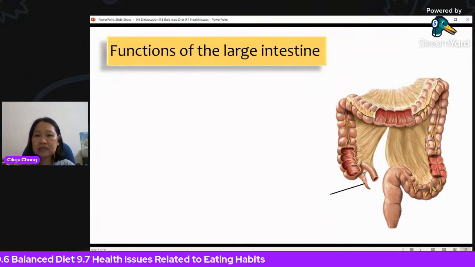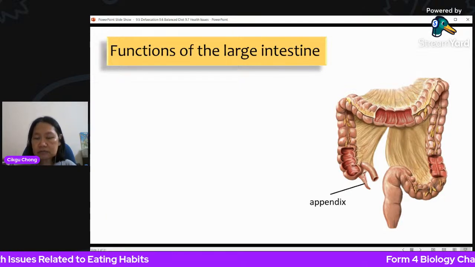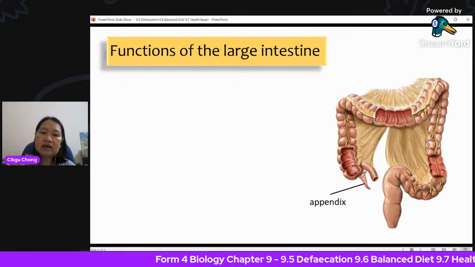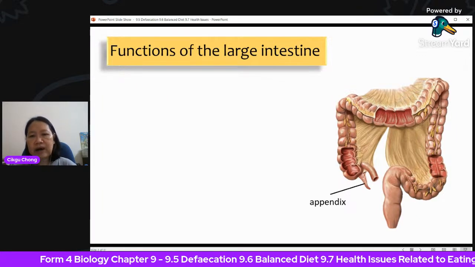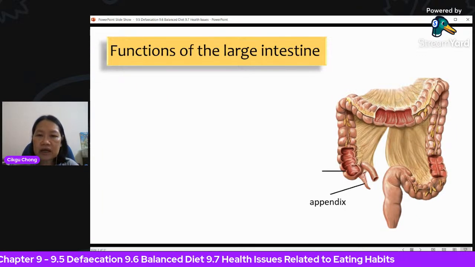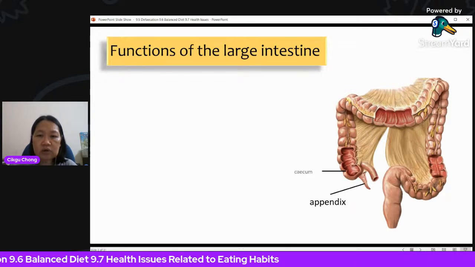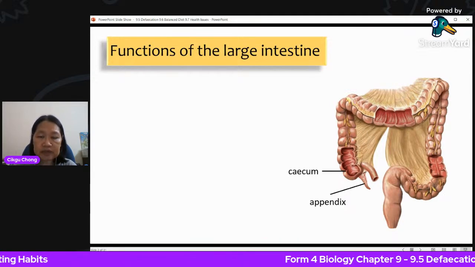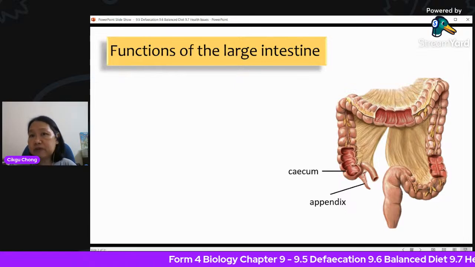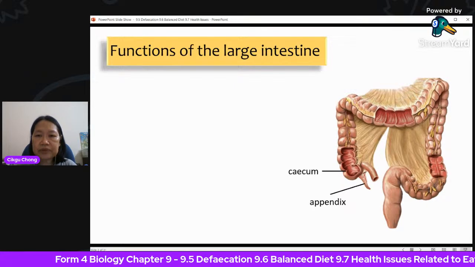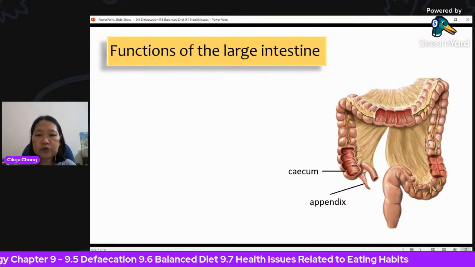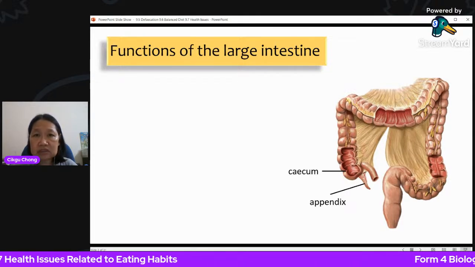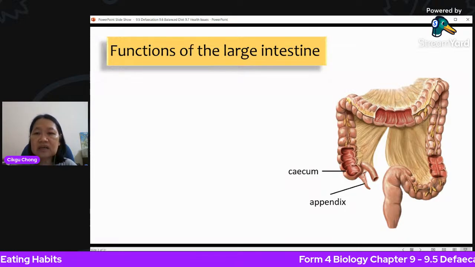Now let's name some parts. This is called the appendix. In humans, this is mainly useless. It does not serve any function. It's a residual of one part of the colon. And then you have the first part, called the cecum. The cecum for human is quite small. It doesn't really carry much purpose unless we are talking about herbivores, those animals that feed on grass and so on. You have a cecum that's enlarged so that you can break down the cellulose in the food.